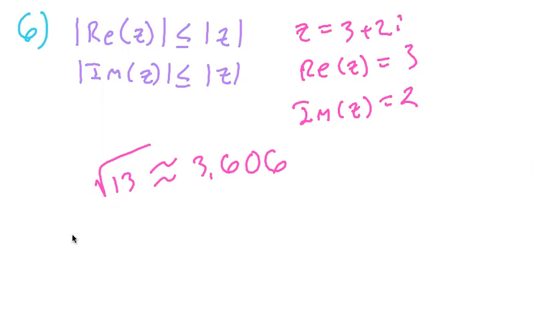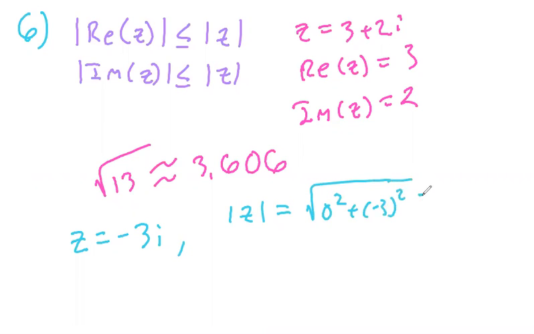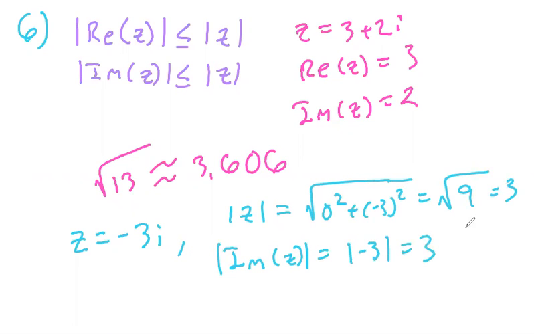But for example, if z were equal to, let me say, minus 3i. The modulus of z in this case would be the square root of 0 squared plus minus 3 squared, which gives us 3. And the absolute value of the imaginary part of z is the absolute value of minus 3, which is equal to 3. So we do have equality here. It is possible to achieve equality.